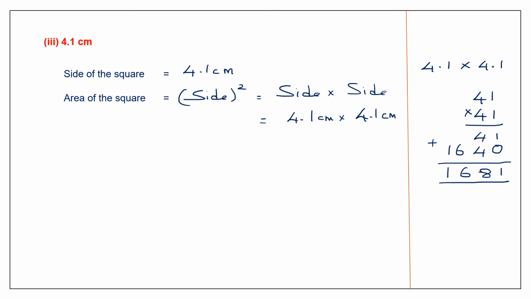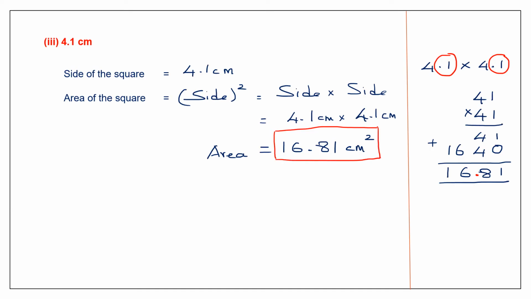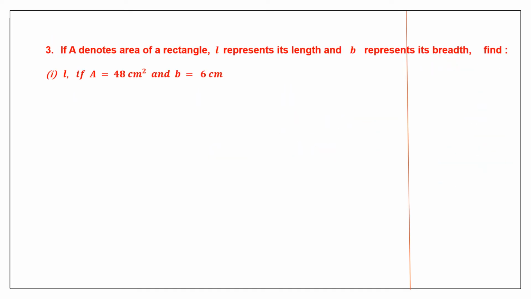So 1681. Now when we go back to the question, we can see 1 plus 1, 2 decimal places. So our answer also should have 2 decimal places. So here we have 16.81, and this is the area, and the units used are centimeters. So the final answer is centimeter square. So we have 16.81 centimeter square.